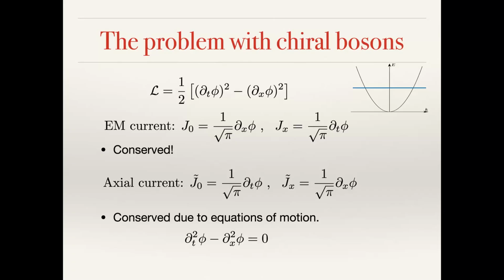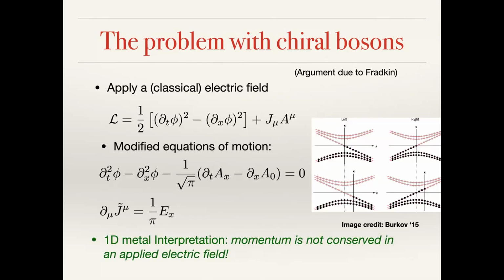You can see d mu j mu is 0. That's just equality of mixed partial derivatives. And then there's this other current, right? The left minus right current, which is called the axial current, right? And that's conserved due to the equations of motion. Okay. And by the way, this kind of argument, I think, was originally described by Eduardo Fradkin. So now we can put this in context, right?